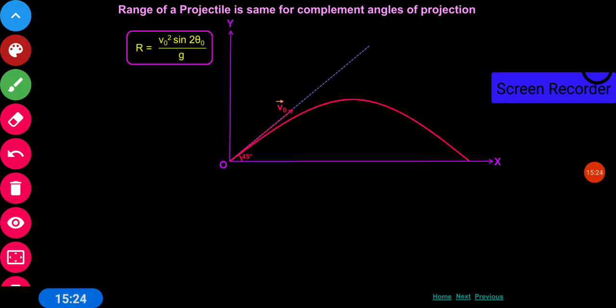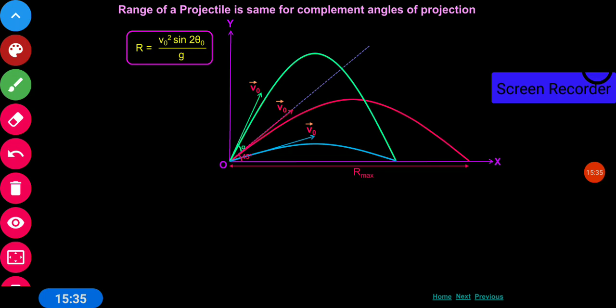If at an angle of 45 degrees the projectile is thrown, then the path is like this. This is your Rmax. If we increase the angle, then the range decreases. Now from this figure it is clear that for the two angles, this graph and this graph, the range is the same. Only the maximum height differs. So the range of the projectile is the same for two complementary angles of projection.